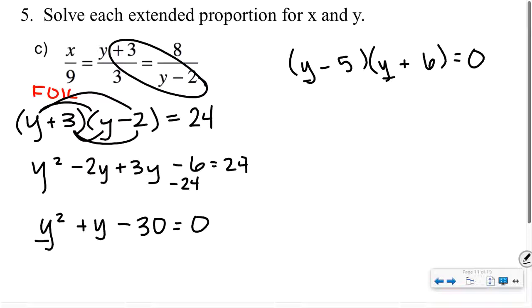Okay, we're solving, which means you have to give me the actual answers. So what you do is take what's on the inside, y minus 5 and y plus 6, and set them both equal to 0.